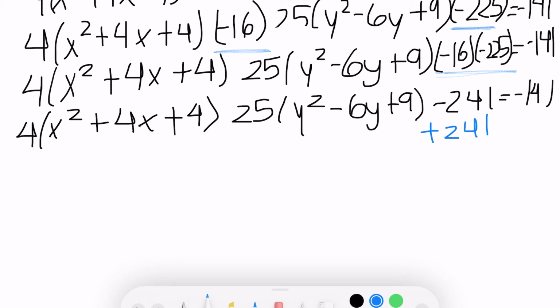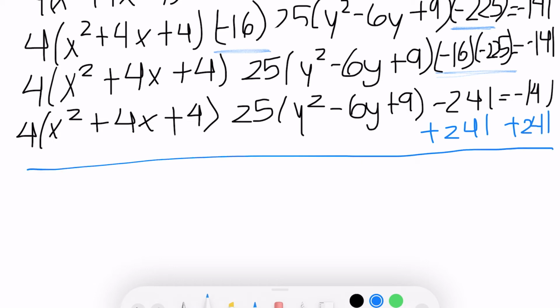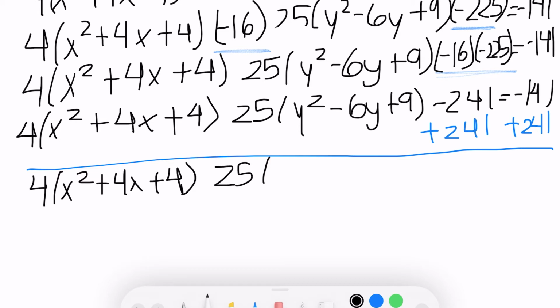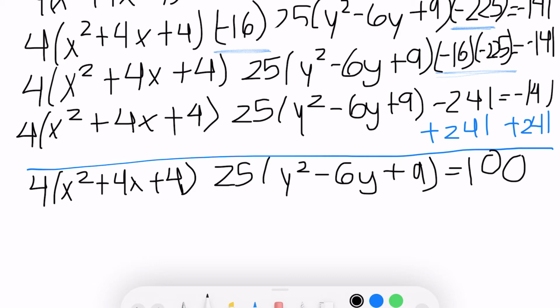After that, we're going to add 241 to negative 141 in order to keep the equation balanced. So we get 100. And then we're going to divide both sides by 100.